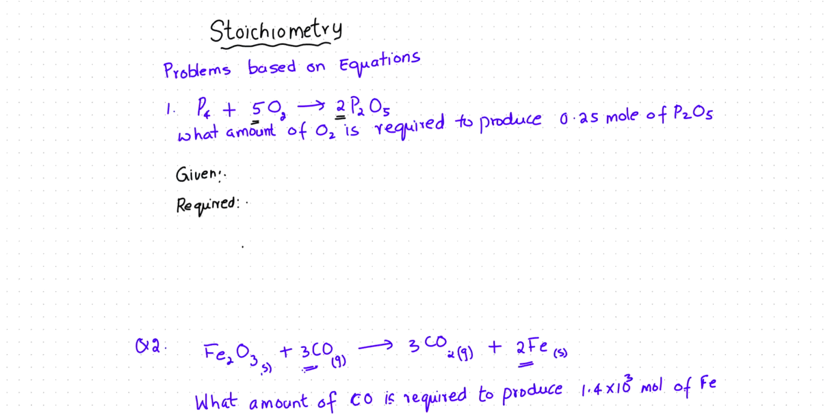In this lesson, we'll solve problems based on equation. This equation is given: phosphorus P4 plus 5 moles of O2 react and form 2 moles of P2O5. So this is a balanced equation. Now the question is: what amount of oxygen is required to produce 0.25 moles of P2O5?